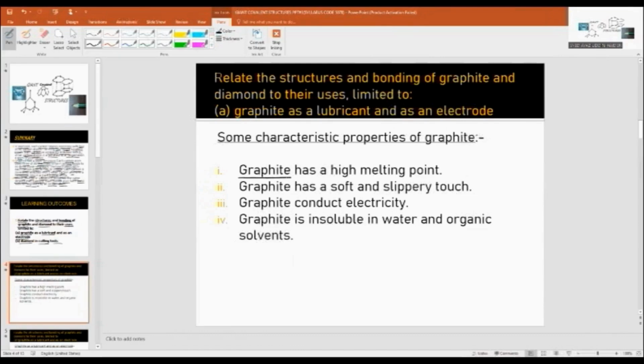Some characteristic properties of graphite. Graphite has a high melting point. Graphite has a soft and slippery touch. Graphite conducts electricity. Graphite is insoluble in water and organic solvents.